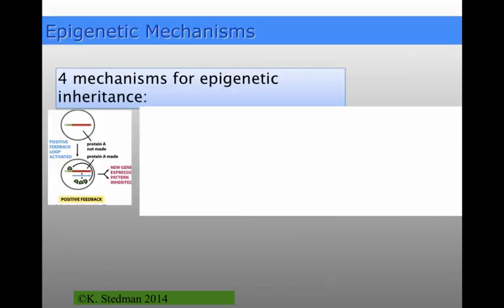So there are really 4 different ways you can get epigenetic inheritance. Again, epigenetic inheritance is inheritance, either in a cell or sometimes even in an organism, from non-genetic changes. So a non-sequence change in the DNA which is still inherited. And one of the ways to have that is just a positive feedback loop.